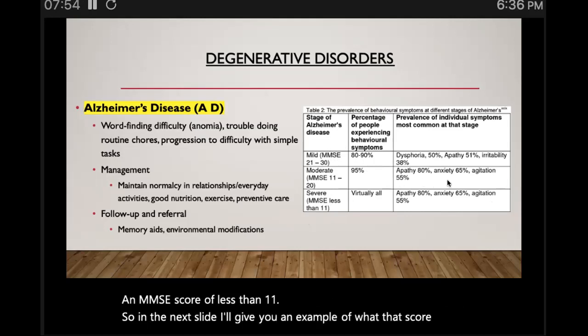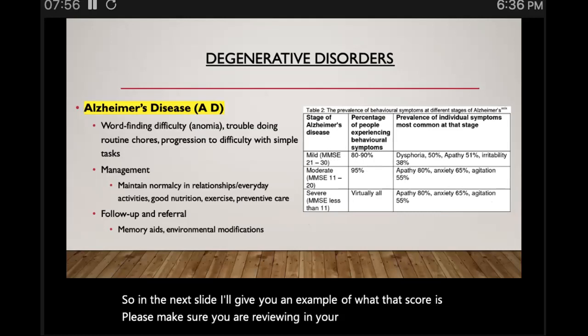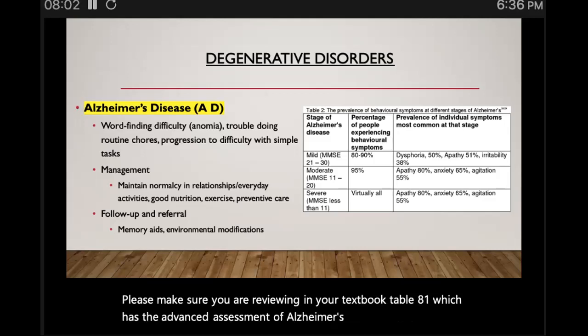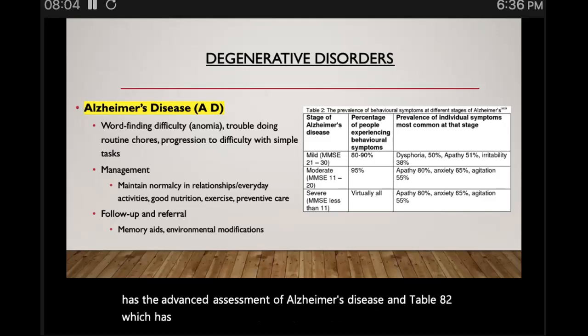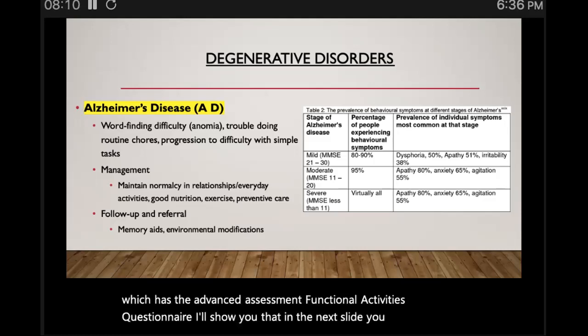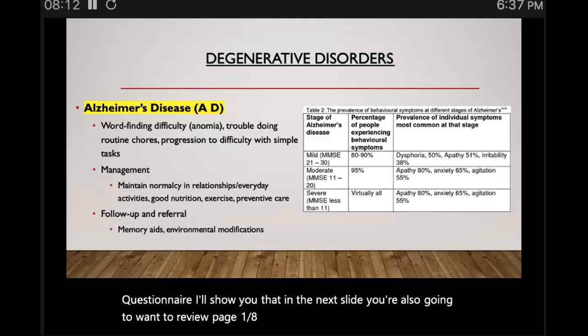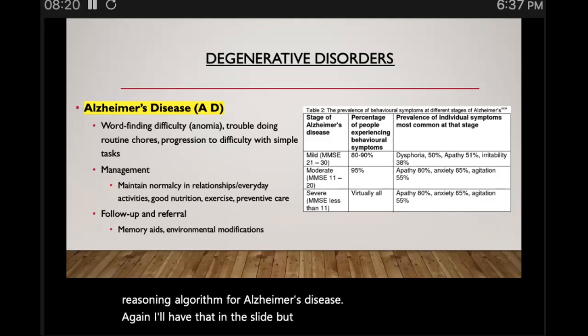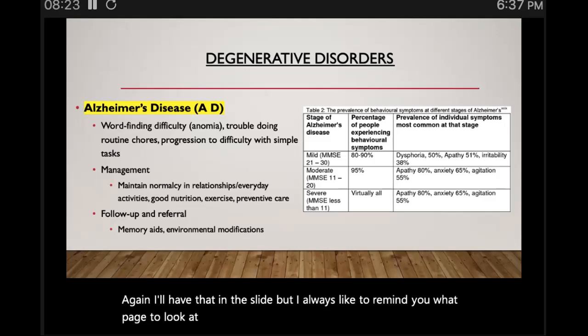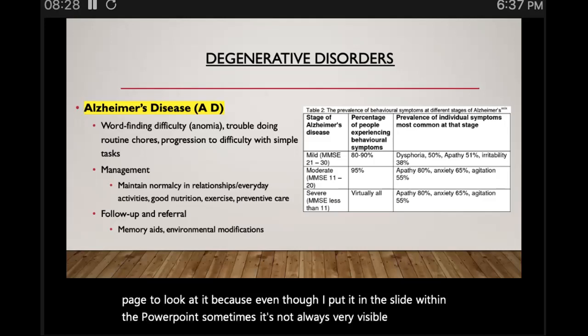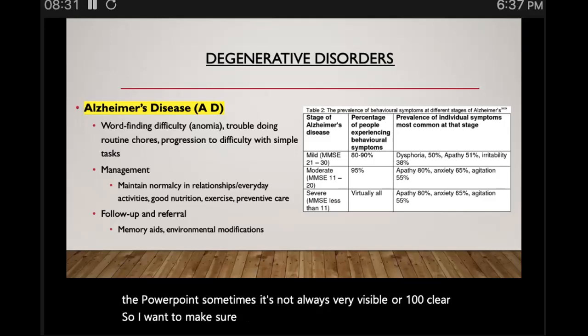Please make sure you are reviewing in your textbook table 8.1, which has the advanced assessment of Alzheimer's disease, and table 8.2, which has the advanced assessment functional activities questionnaire. I'll show you that in the next slide. You're also going to want to review page 108, figure 8.1, which has your diagnostic reasoning algorithm for Alzheimer's disease. Again, I'll have that in the slide, but I always like to remind you what page to look at it, because even though I put it in the PowerPoint, sometimes it's not always very visible or 100% clear. So I want to make sure you can read it in your textbook.